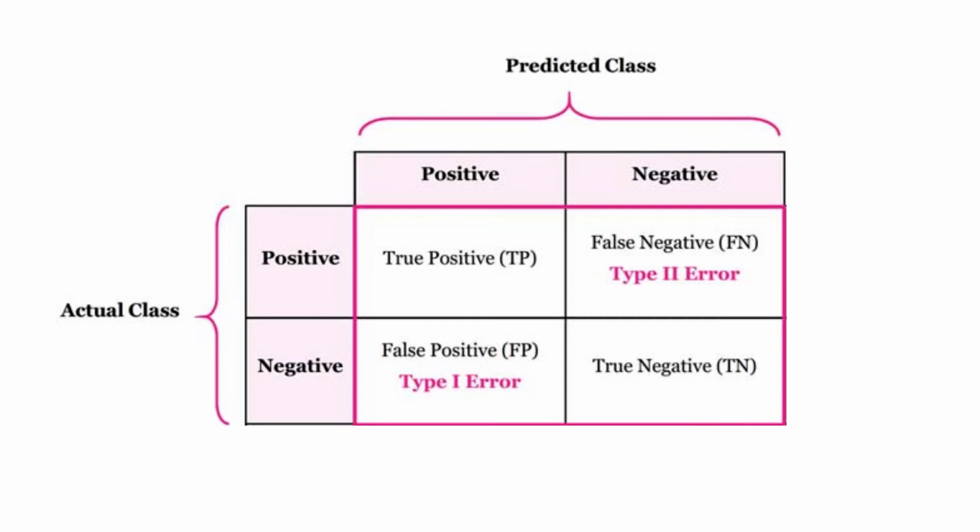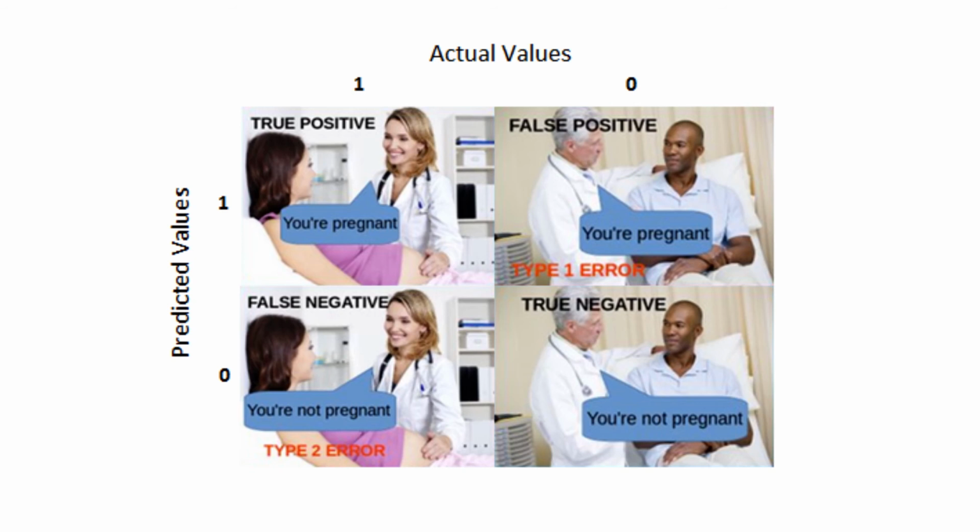So let's first start off by understanding these concepts. Let's examine it in terms of a pregnancy analogy. Here's a confusion matrix showing the predicted values and actual values using a pregnancy example. In this scenario, a true positive means that you predicted positively and it's true, because you predicted that a woman is pregnant and she actually is. Then with the true negative, which is on the bottom right, you predicted negatively and it's true. So you predicted that the man is not pregnant and he actually is not. That's an example of true negative.